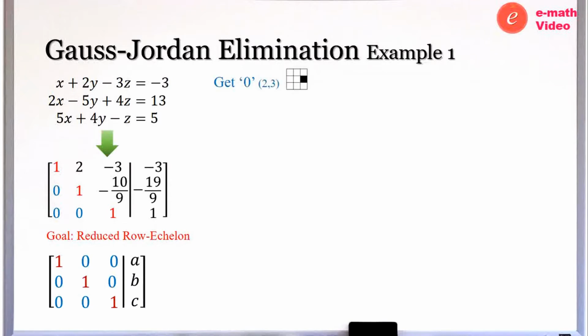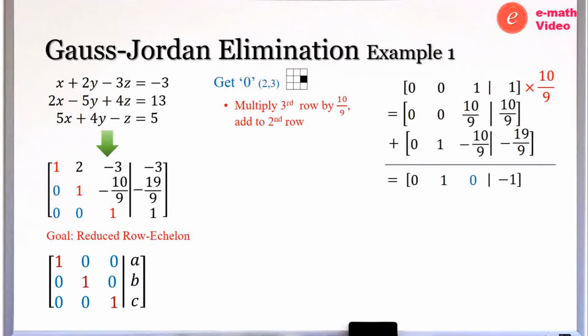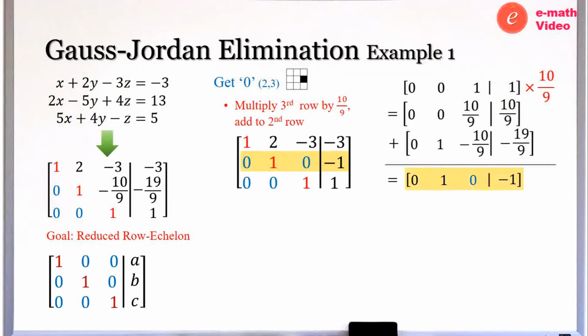To get the 0 here, since the third row has its leading one in the third column and nothing in front, we can just multiply it by 10 over 9. Then add it to the second row. 10 over 9 plus negative 10 over 9 is 0. Write this into the matrix.